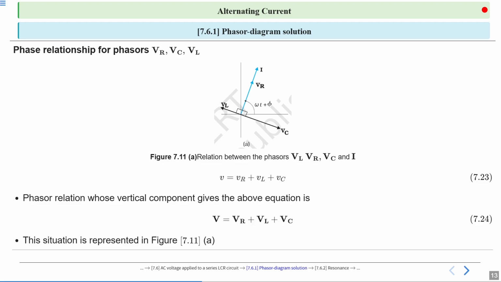So this situation is represented in figure 7.11a. We have to do the vector sum. We cannot add up the voltages directly. In equation 7.23, these are instantaneous values, and they can be added up simply. But if we want to find the RMS value, we cannot add them simply.